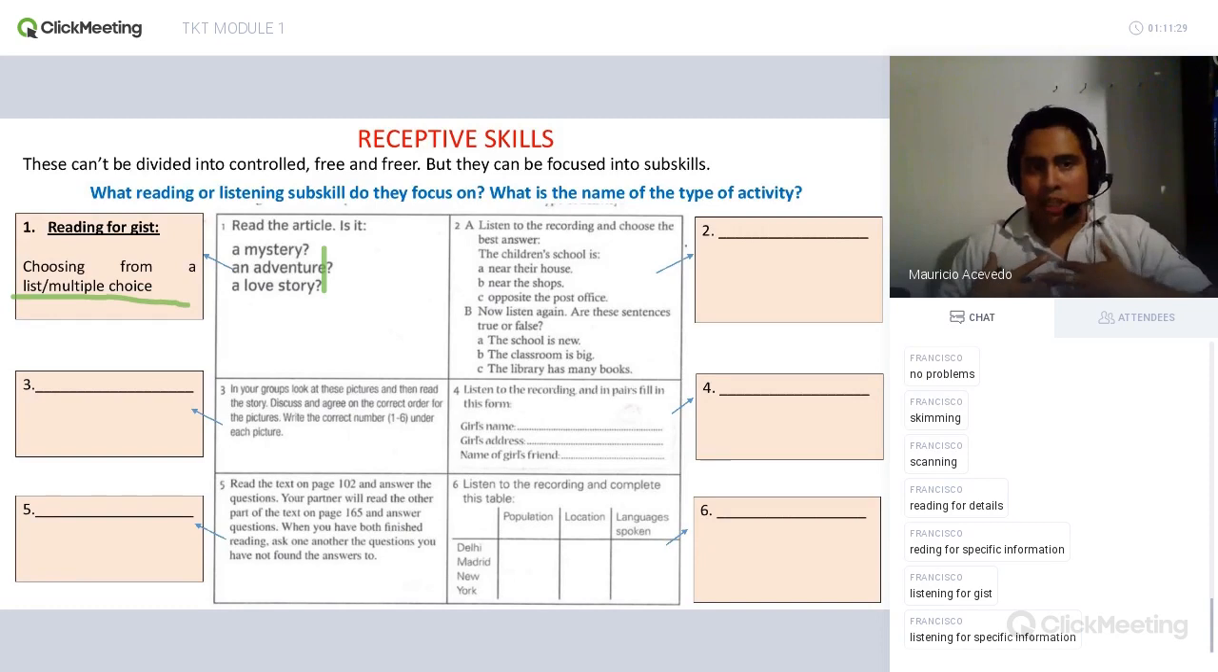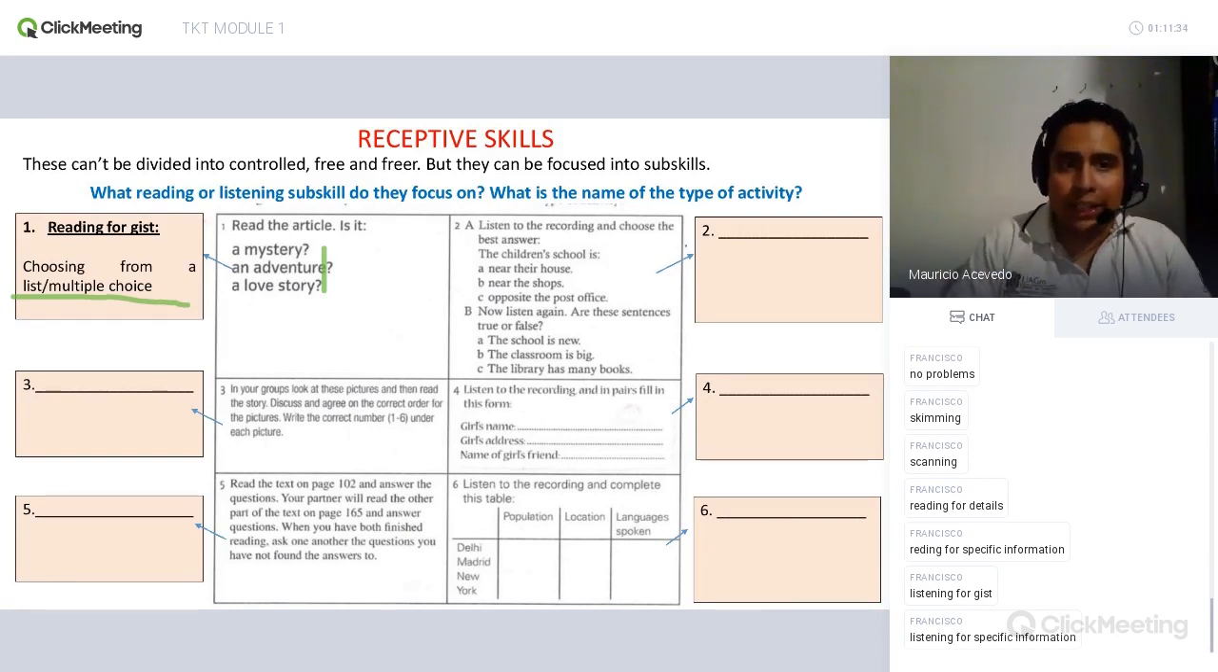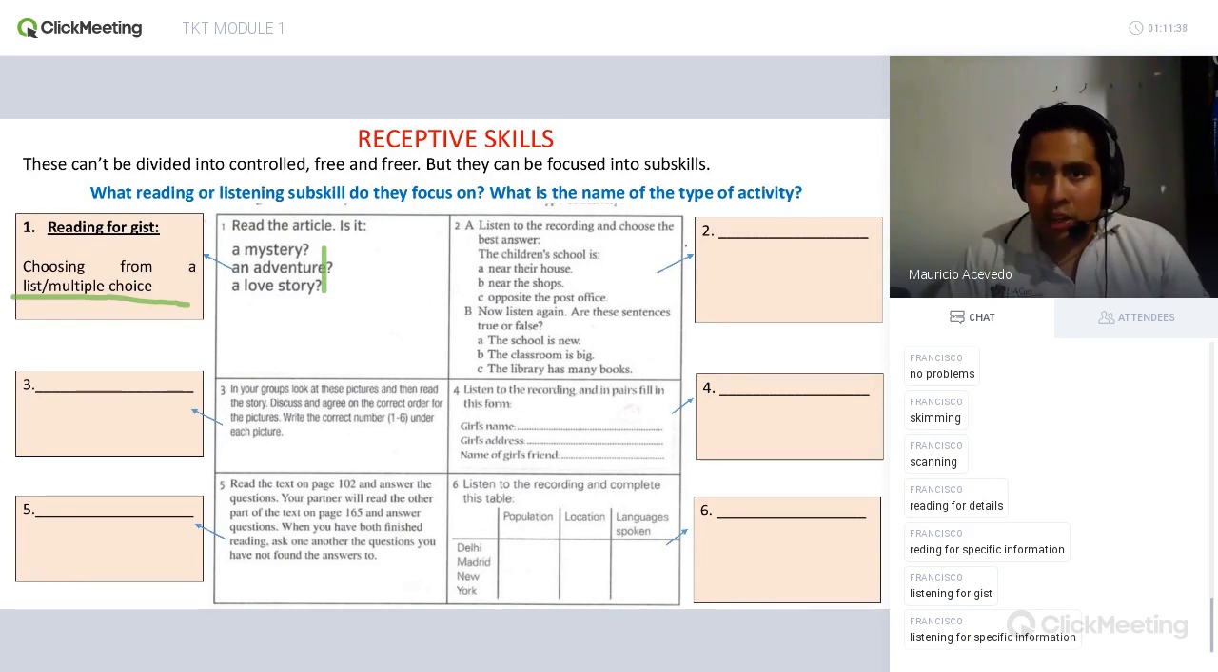So imagine you as a teacher. How would you give the instructions? Okay, please, students, choose from the list. What is the text, and that's it. Okay, so you are going to do the same with number two, three, four, five, and six.